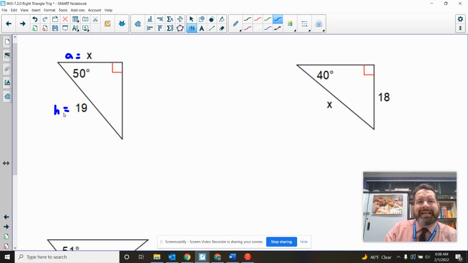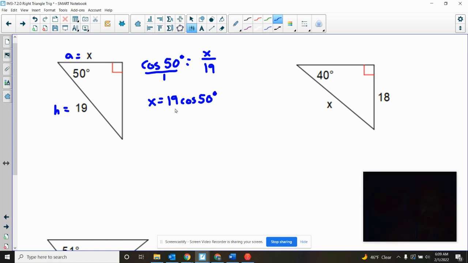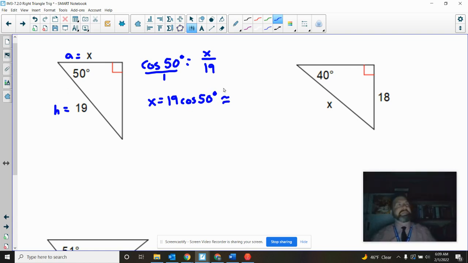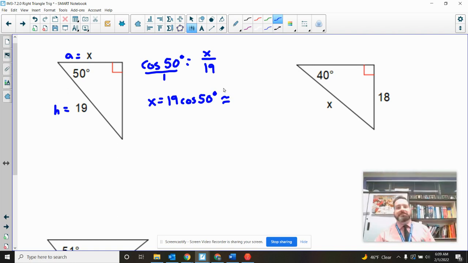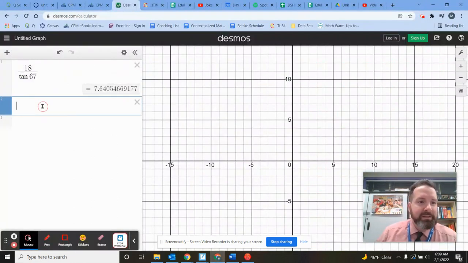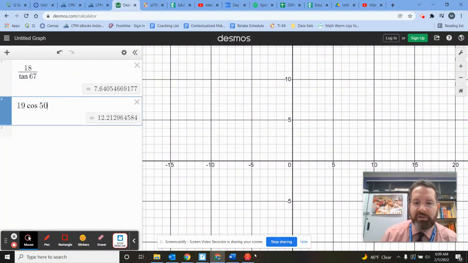So thinking through my SOHCAHTOA, A and H is cosine. So the cosine of 50 degrees is the adjacent side divided by the hypotenuse. Cross multiply, so x times 1, that's just x. 19 times cosine 50 degrees. Back to the calculator. So 19 times the cosine of 50 degrees is about 12.2.